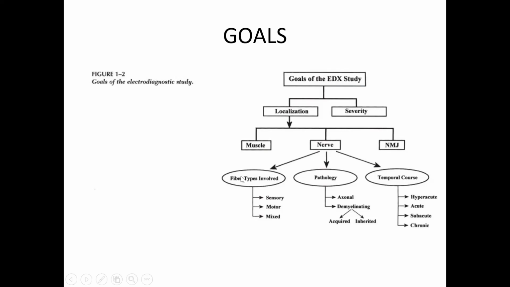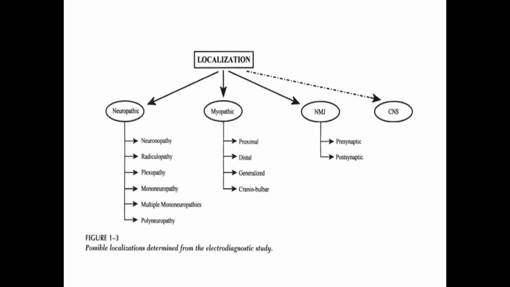And then we also get to know which fibers are affected, whether sensory fiber, motor fiber, or a mixed sensory motor neuropathy. Most important, as I have realized clinically, is axonal versus demyelinating neuropathy. This is the most important use that I have in clinical practice. And of course, we get to know whether it is a hyperacute, acute, subacute or chronic disease.